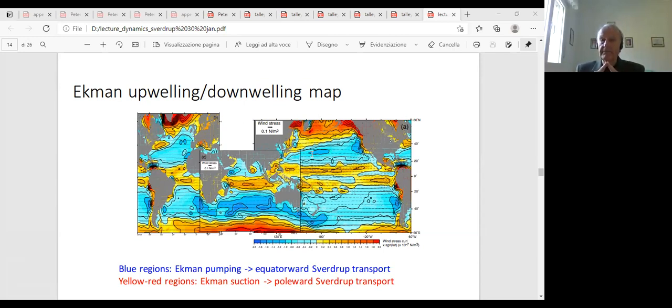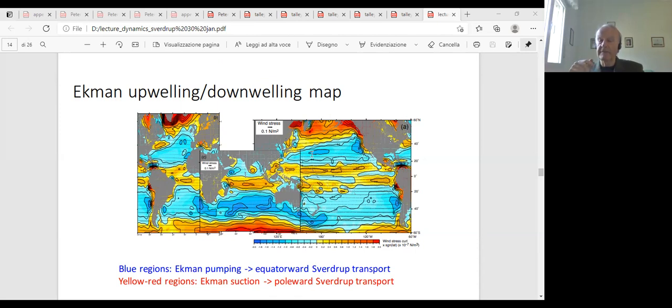With the Ekman pumping, which means that the water vertical velocity is downward, there is the equatorward Sverdrup transport because, due to the potential vorticity conservation, you're increasing the vorticity of the water column, but in that case, zeta plus f has to be constant, so your water particle has to move southward. So this is the Sverdrup transport which goes southward.